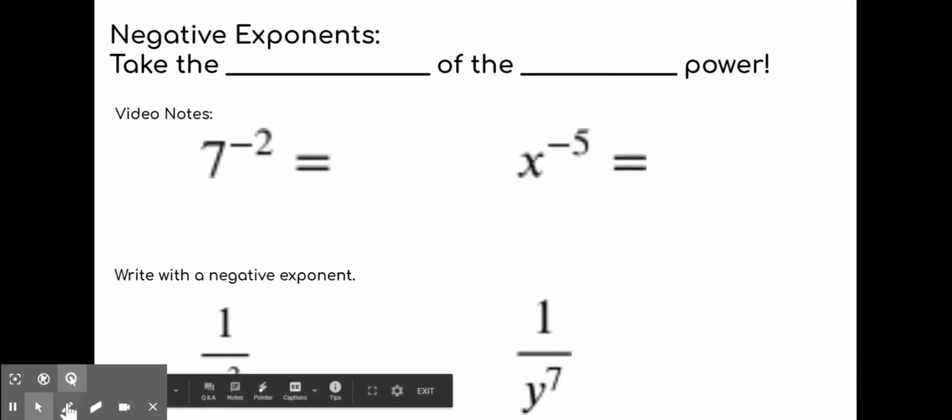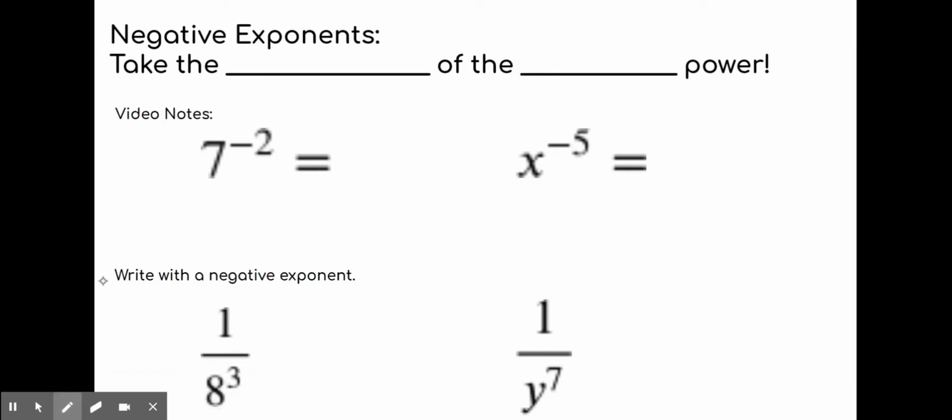In class, we looked at a table of exponents and we looked for patterns and we figured out how to deal with negative exponents. We learned that negative exponents have nothing to do with negative numbers, that negative exponents have to do with reciprocals. So to deal with a negative exponent, you take the reciprocal of the positive power.